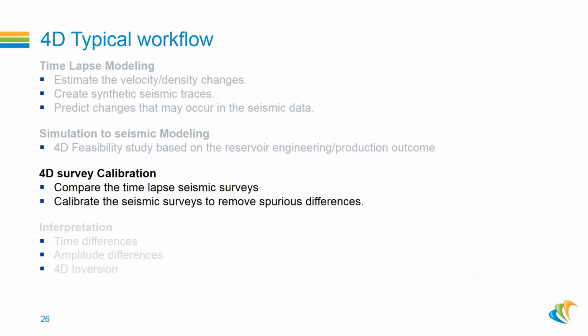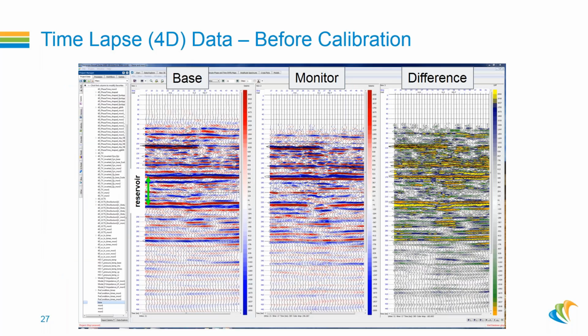The next item in the typical workflow is 4D survey calibration. This is very important. We have done acquisition at different times, so the 4D signals should come out of the comparison between these seismic surveys. An example is shown here, where I have the base on the left-hand side and the monitor in the middle. The difference between the two is on the right-hand side.